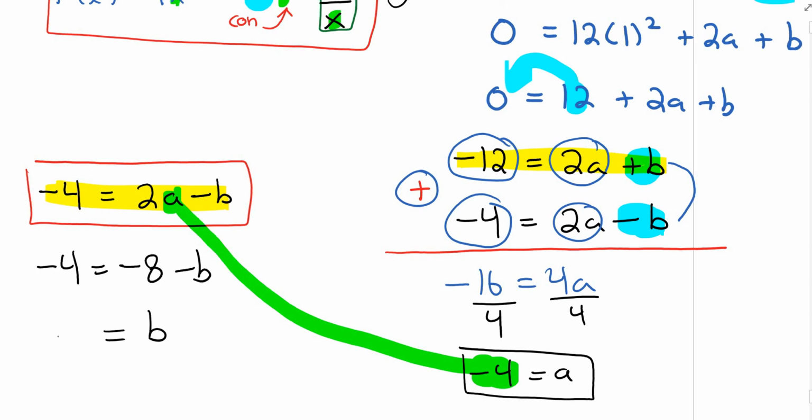And b would also equal, so negative b would equal, well, -8. If I bring that to the other side, it would be -4 plus 8, which is going to be +4. And then if I divide both sides by -1, b would equal -4. So my answers are -4 for a and -4 for b.